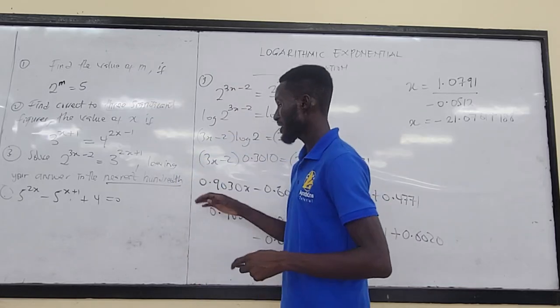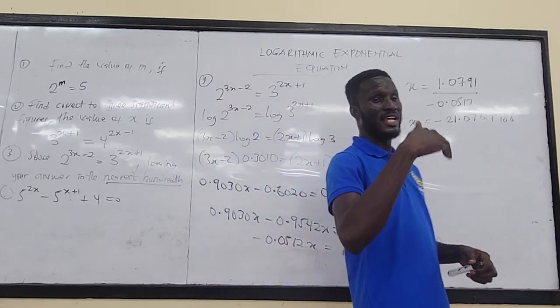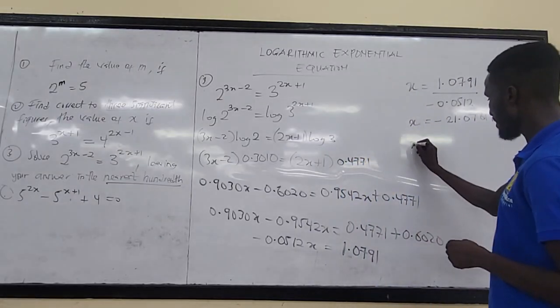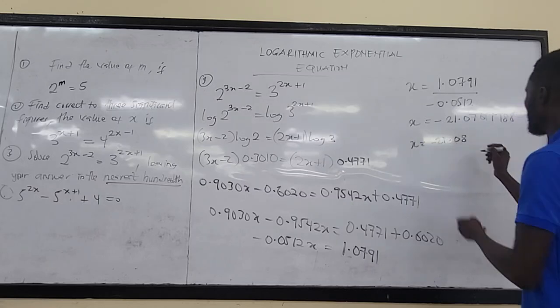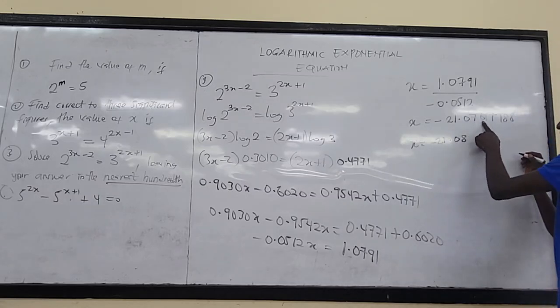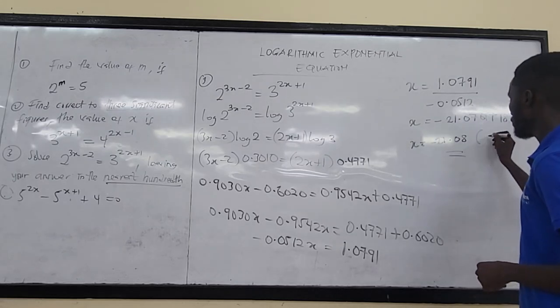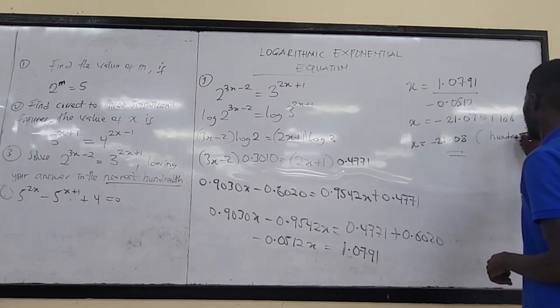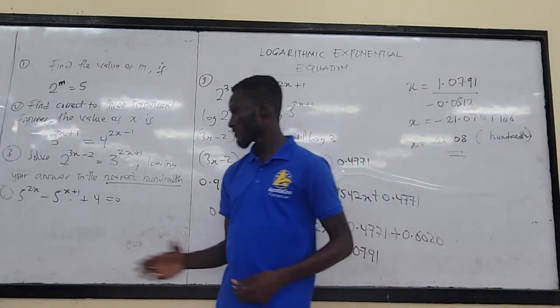We have to correct the answer to the nearest 100th. 100th means the same as 2 decimal places. So for 2 decimal places, x is equal to negative 21.08. The third decimal place is 7 and the 6 is more than 4, so you round it up to 8. So this is the final answer to the nearest what? 100th. To the nearest 100th.